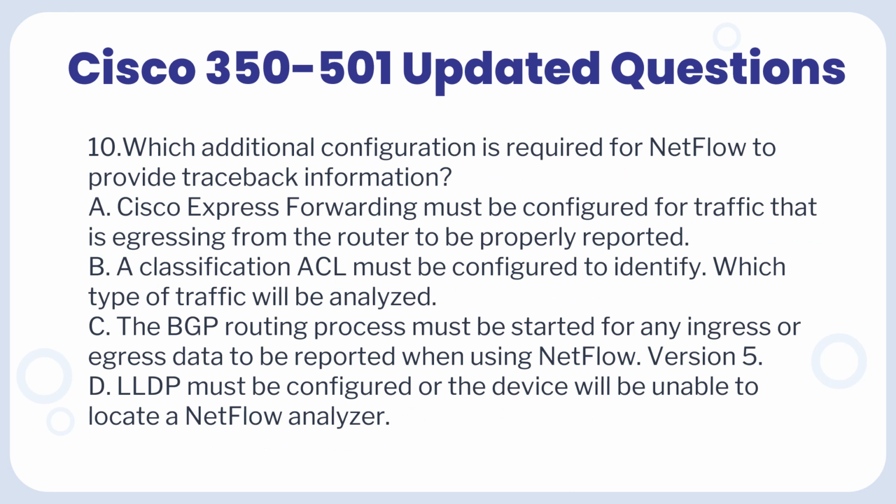10. Which additional configuration is required for NetFlow to provide traceback information? A. Cisco Express Forwarding must be configured for traffic that is egressing from the router to be properly reported. B. A classification ACL must be configured to identify which type of traffic will be analyzed. C. The BGP routing process must be started for any ingress or egress data to be reported when using NetFlow version 5. D. LLDP must be configured or the device will be unable to locate a NetFlow analyzer.